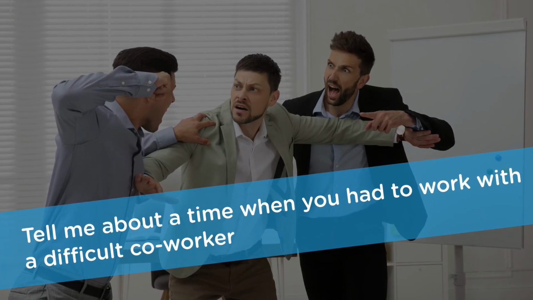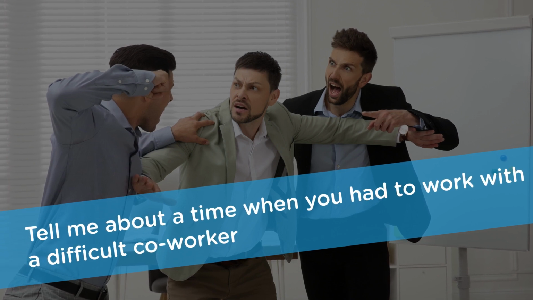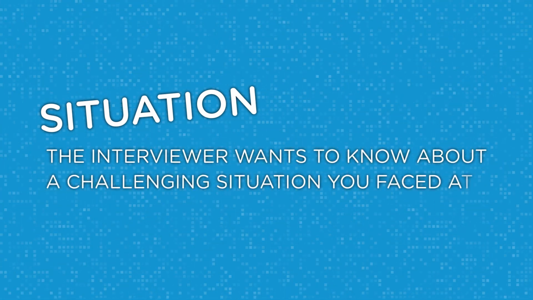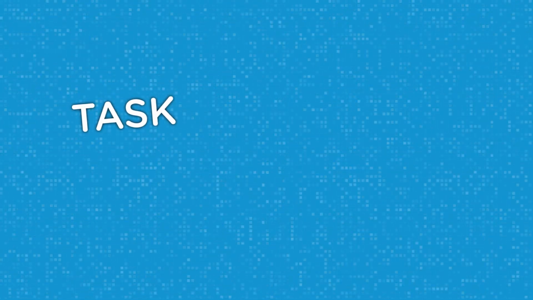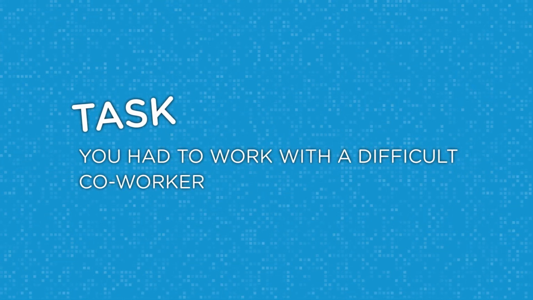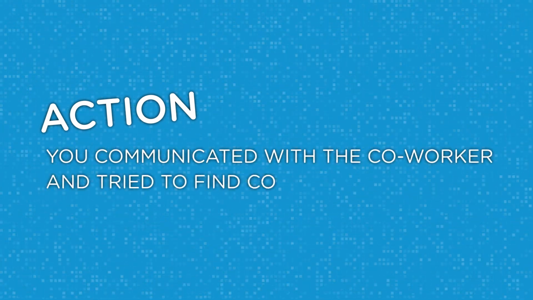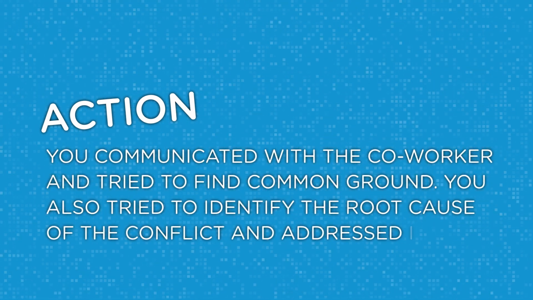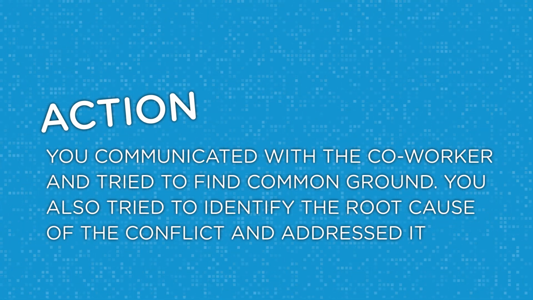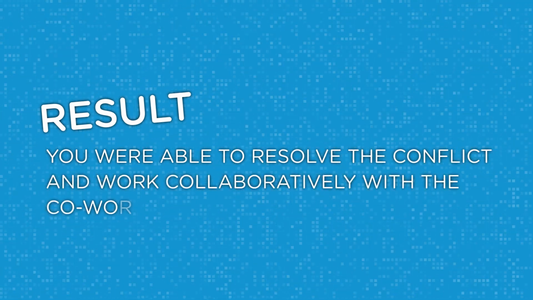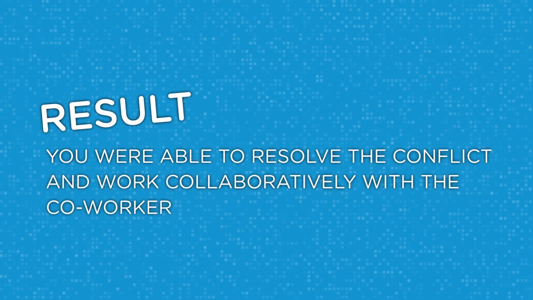The following are some examples of how to use the STAR interview method. Example 1. Tell me about a time when you have had to work with a difficult co-worker. Situation. The interviewer wants to know about a challenging situation you faced at work. Task. You had to work with a difficult co-worker. Action. You communicated with the co-worker and tried to find common ground. You also tried to identify the root cause of the conflict and addressed it. Result. You were able to resolve the conflict and work collaboratively with the co-worker.